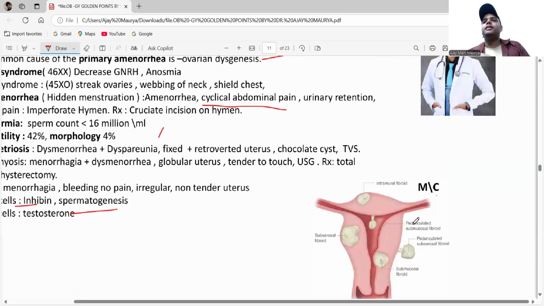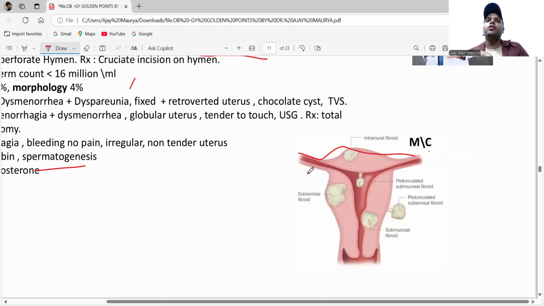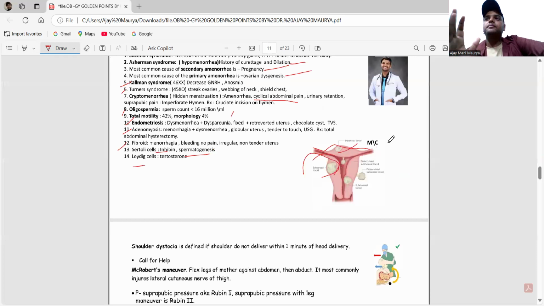See here, they will just give the images here, guys. They just give the images, and you have to identify which one is which. This is the subserosal fibroid. This is the submucosal fibroid. Okay, now this is the intramural fibroid. You have to mark the answers.